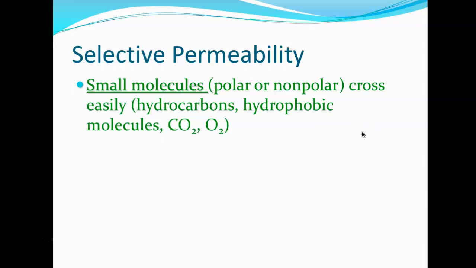The membrane is selectively permeable, so what can freely pass through the membrane with no problems are small molecules, polar or nonpolar, hydrocarbons, and hydrophobic molecules. You're going to want to memorize that. You're going to want to make a flashcard. Small molecules, polar or nonpolar. Water is actually considered a small molecule that can pass through the cell membrane. Hydrocarbons, like cholesterol, testosterone, estrogen, and other hydrophobic molecules, carbon dioxide and oxygen.